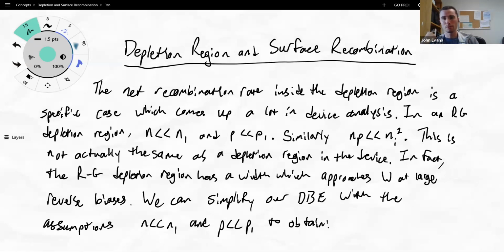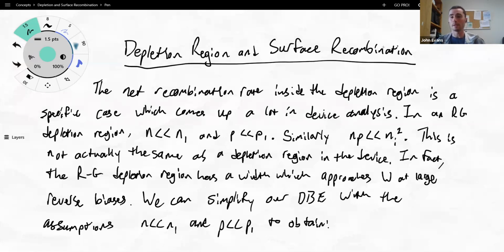We should also note that this is not the same as what we have been calling the depletion region in the device, which is where all the dopant atoms are ionized. Because in that region, remember, at equilibrium, n times p is always equal to n sub i squared in the aggregate. So this is a special case.